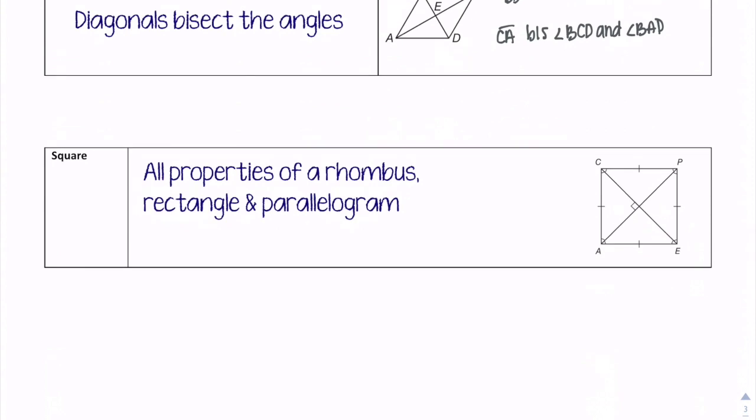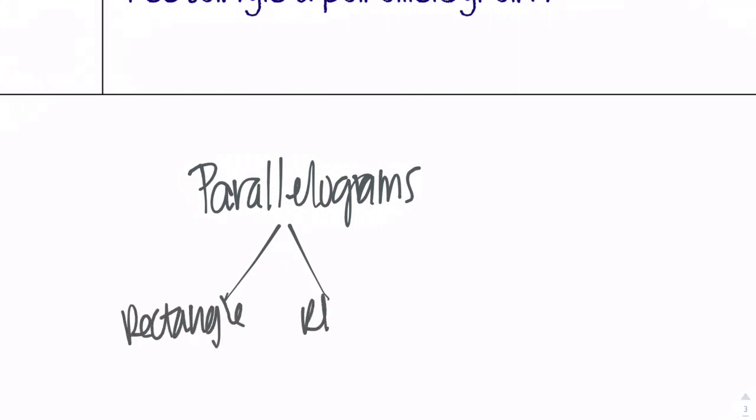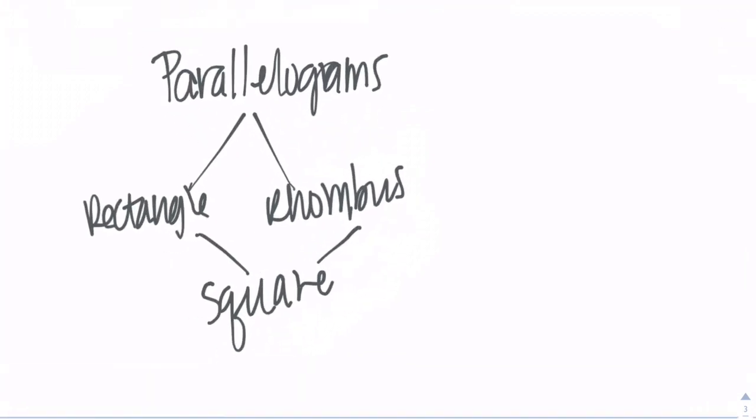Squares. Squares have all the properties of a rhombus, rectangle, and parallelogram. So if you remember your quadrilateral family tree, we had parallelograms here, and a parallelogram could be a rectangle or it could be a rhombus, right? And then we also wrote square on the bottom here, and it had arrows coming from both. That's because a square is a rectangle and a rhombus.